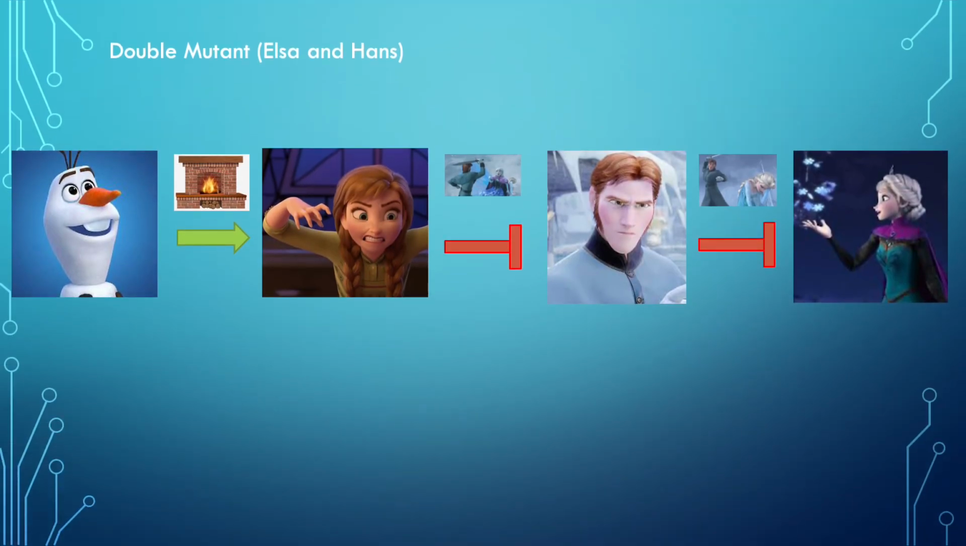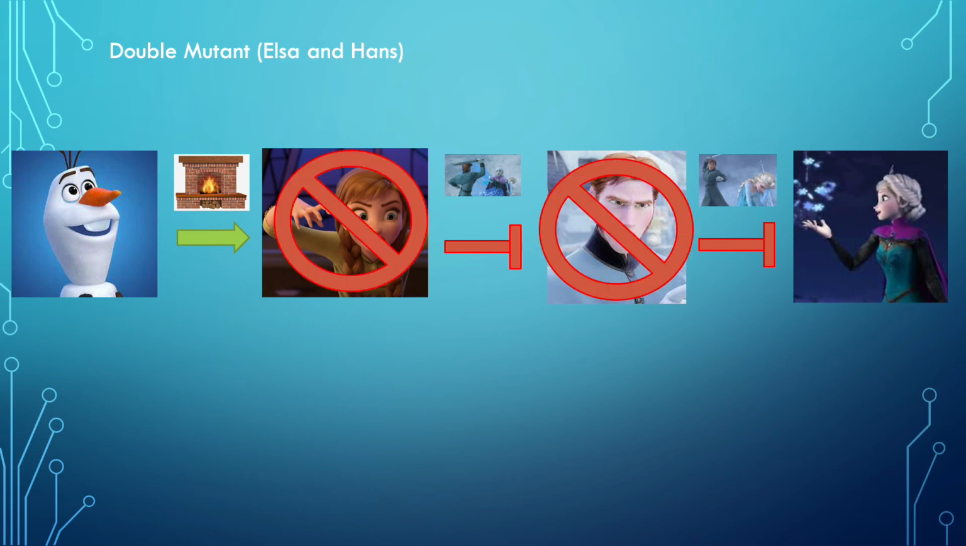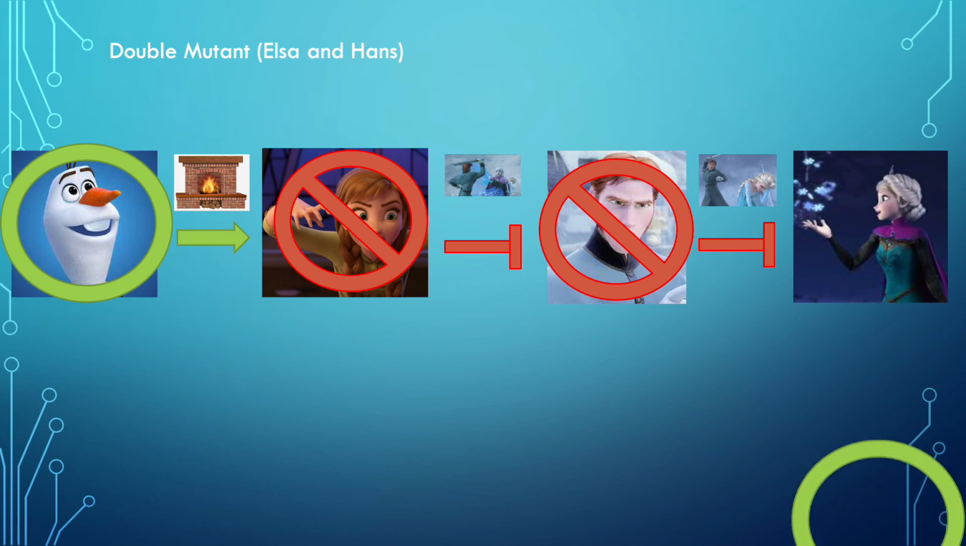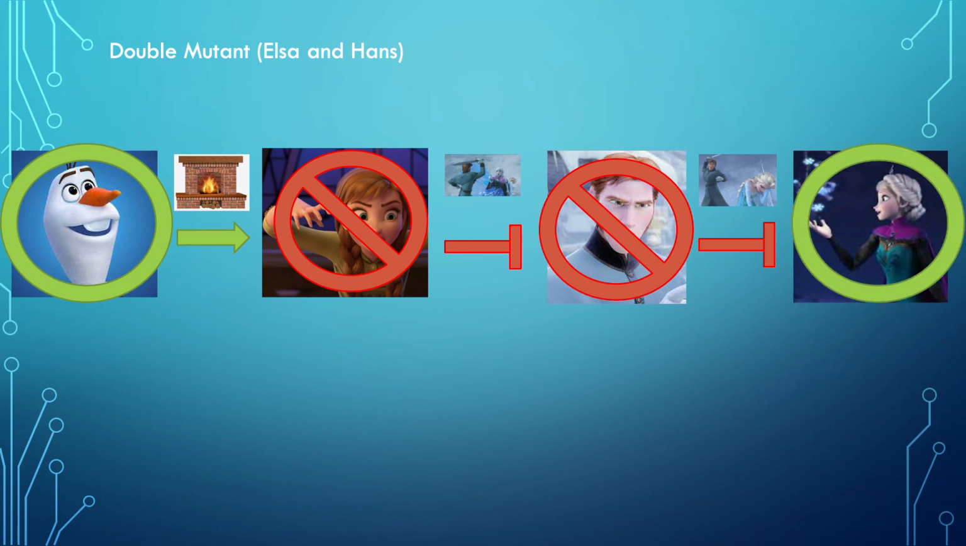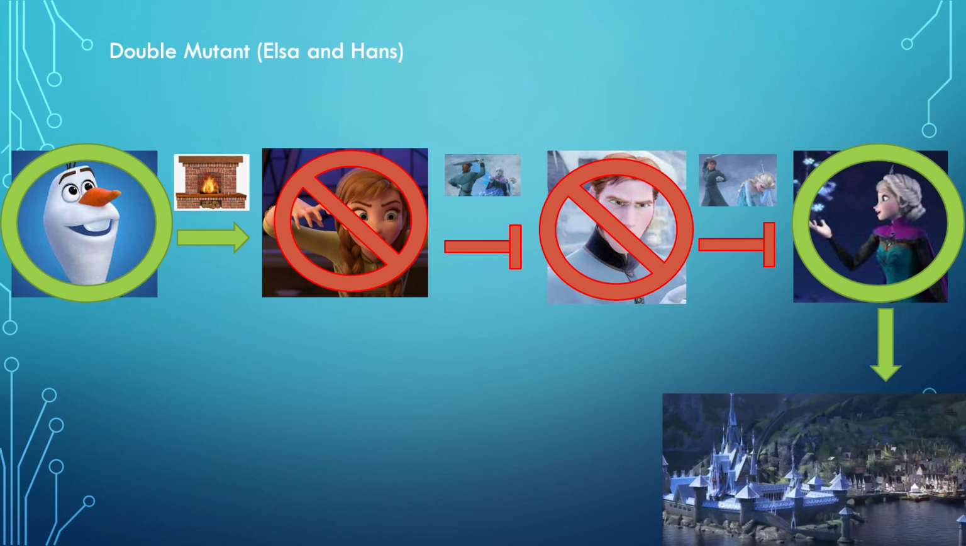Finally, let's look at this network with double mutations, with both Elsa and Hans not functioning as they should. Olaf is available, so he activates Anna, but because she is mutated, there is no expression of her. Without Anna, Hans would be able to repress Elsa, but because he is also a mutant, he is unable to do so. With no one stopping her, Elsa is able to lift the snowstorm and bring peace back to her kingdom.